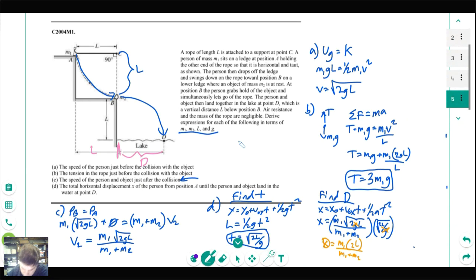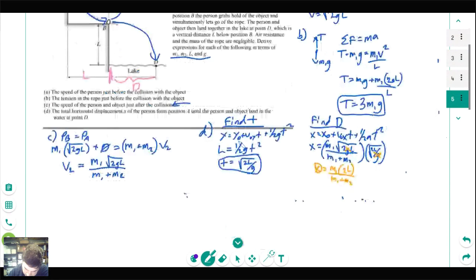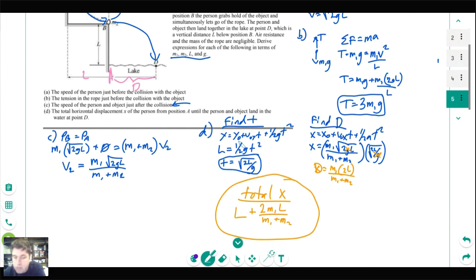That means our total distance, the answer to part D, is going to be taking that and just adding them together. So we will say the total distance is equal to L, because that's what it was from point A to point B, plus 2m1L over m1 plus m2. And there's our answer to that part of the problem.